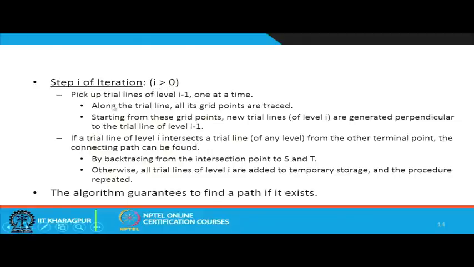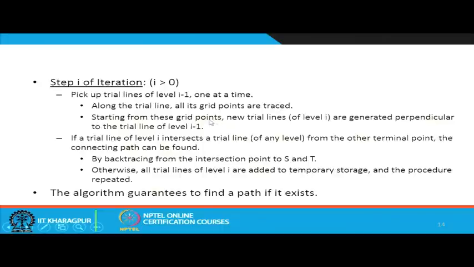See, the idea is simple, you try to understand. Pick up trial lines of level i minus 1, one at a time. So, you are now at step 1, i equal to 1. So, you pick up trial lines of level 0. There are 4 such, one at a time. So, along the trial line, all its grid points are traced.